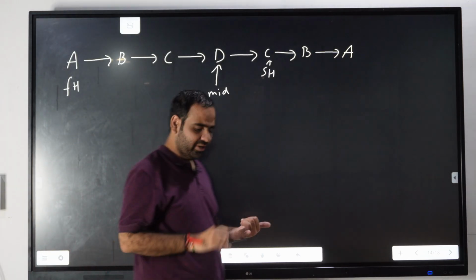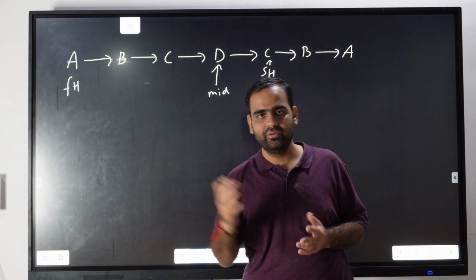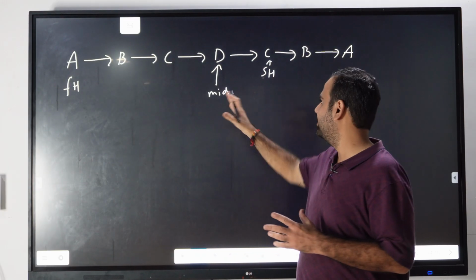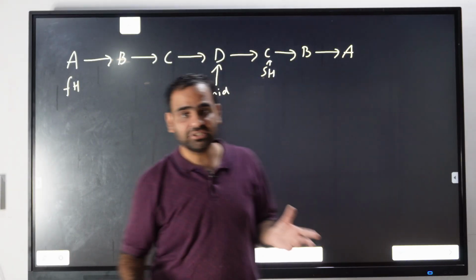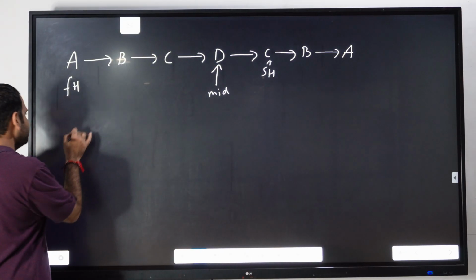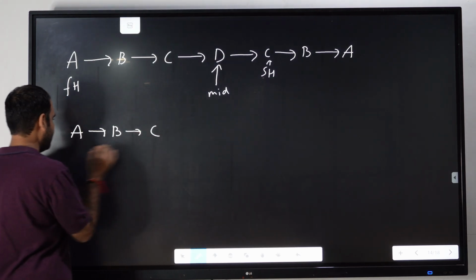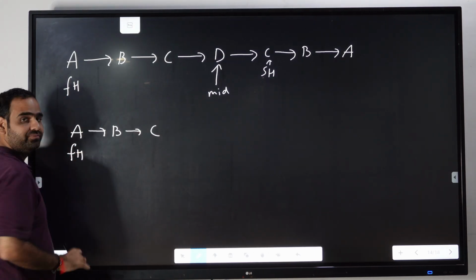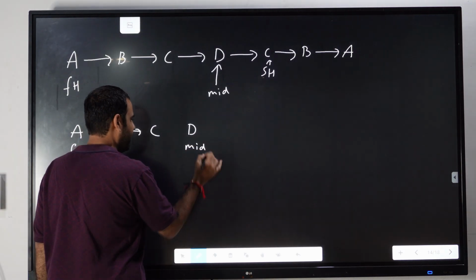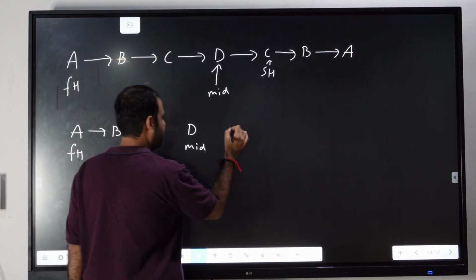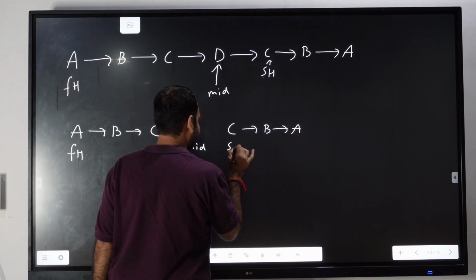What is the first step? You find the midpoint. The head node will be the first half, and the next node of the midpoint will be the second half. Now, we create two separate lists. The first list is A, B, C and the null pointer, this is the first half. D is a separate list in itself, this is the midpoint, and the next list will be C, B, A, this is the second half.